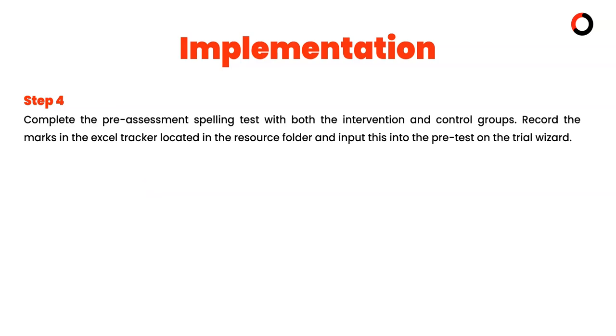So moving on to the implementation stage. Step 4. Complete the pre-assessment spelling test with both the intervention and control groups. Record the marks in the Excel tracker located in the resource folder and input these into the pre-test on the trial wizard. As you're using class data, we advise that a second teacher reads out the scores while you input these. It will save time.